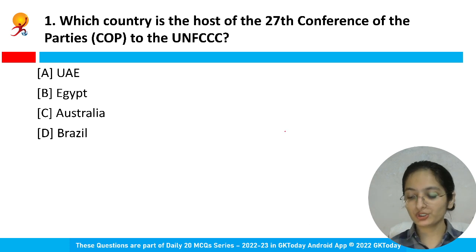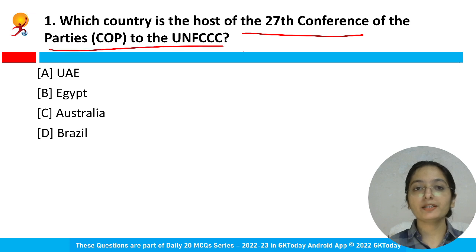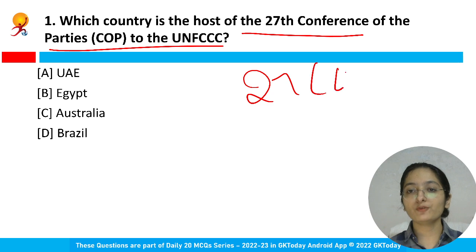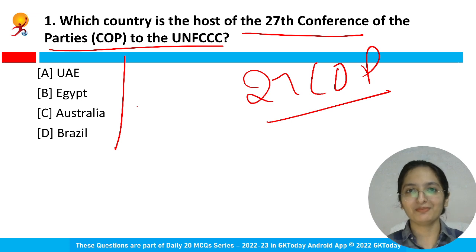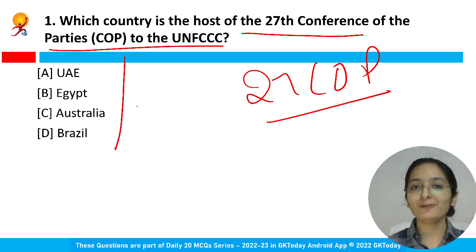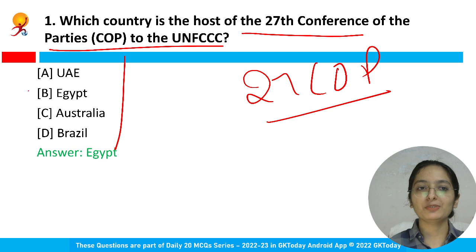Okay, so what is the question? I hope you all have your answers in your mind. Which country is the host of the 27th Conference of Parties to UNFCCC? You have four options. I am giving you 5 seconds. I don't think these 5 seconds are required because you already have your answers in your mind. So option B, if you are going with, then you are absolutely correct. Egypt is the correct answer.